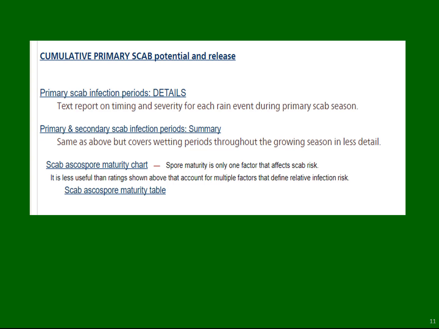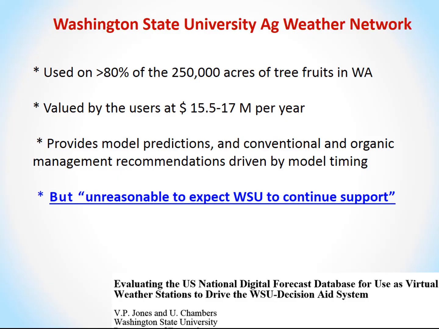So Washington State did a really interesting study on using virtual weather data for running decision models. They've got this ag weather system. It's used on 250,000 acres. The tree fruit growers out there value it at $16 million per year. And it's all great, but even Washington State, with all their resources, says, we're not sure we can keep this thing going, maintaining all those stations.